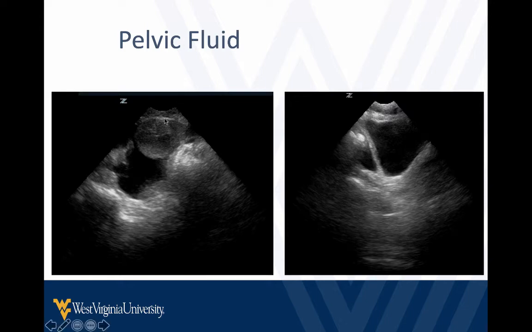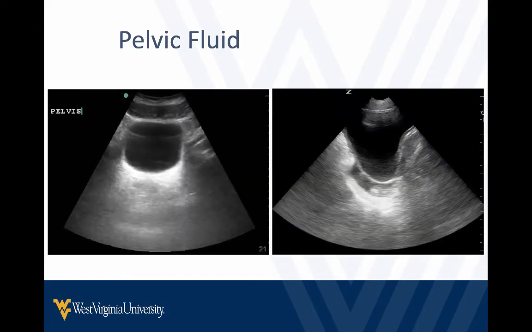But in females, it's very important to try to identify the uterus and look for fluid behind the uterus, because that's where the fluid accumulates in female patients, in that pouch of Douglas or the recto-uterine pouch. So don't just find the bladder in the female patient, try to identify the uterus as well and look behind it, because that's where fluid's going to accumulate.